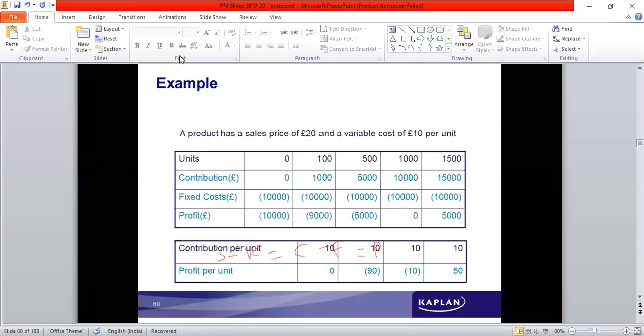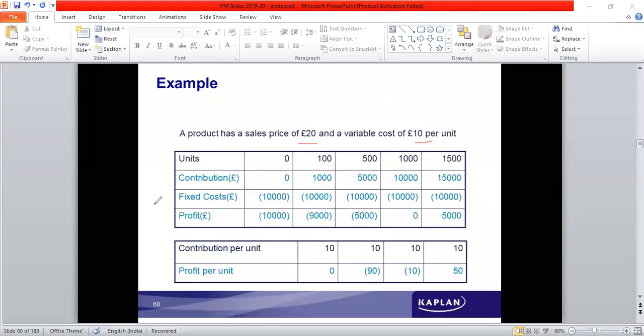This is an example which is given. I don't think we need to get into trying to understand what is this example. It's very basic. The number of units are given as 0, 100, 500, 1000, 1500. Contribution is given because a product has sales of 20 pounds and then variable cost of 10. So contribution automatically is 10 pounds. Just multiply contribution per unit into the number of units to find out what is total contribution. From that, when fixed cost is deducted, we find out what is profit.